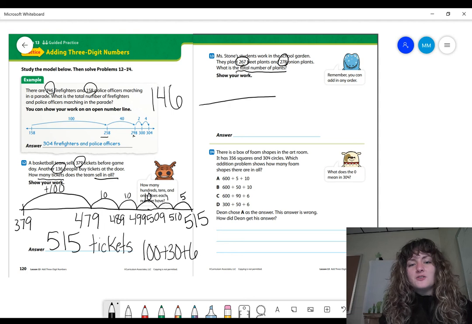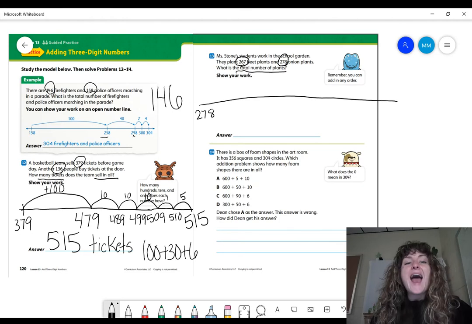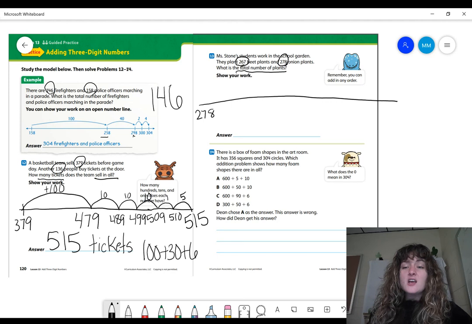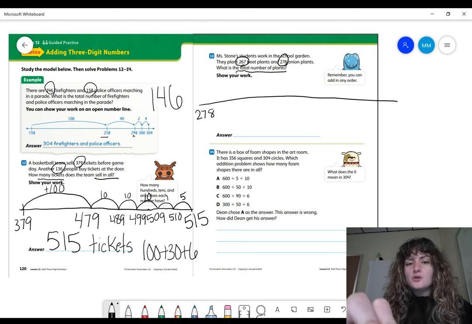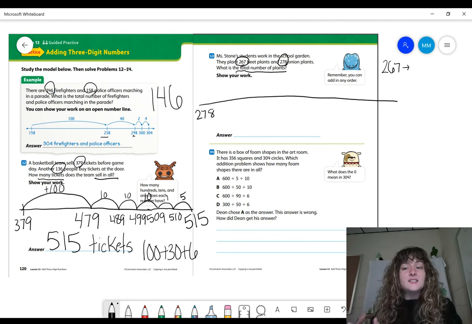278. So I'm going to draw my line. I'm going to make it extra long in case I need room. And I'm going to start at 278. Now we are adding 267 to 278. So I am going to take 267 and I'm going to break it down into the value of the hundreds, the tens, and the ones place.